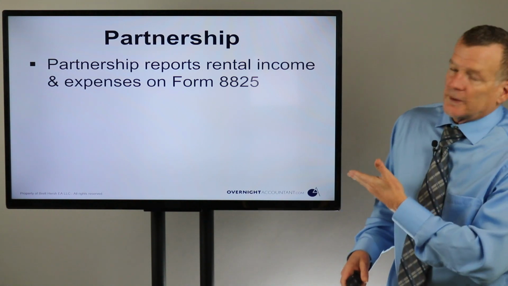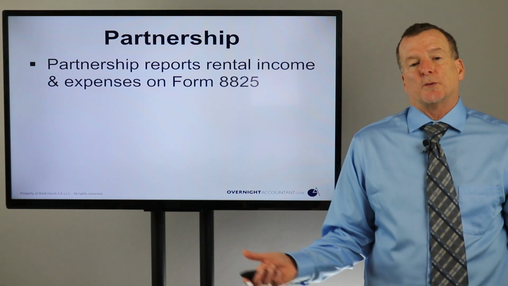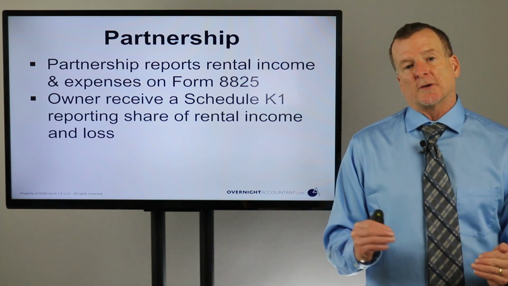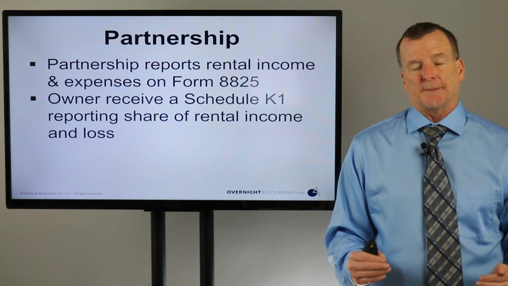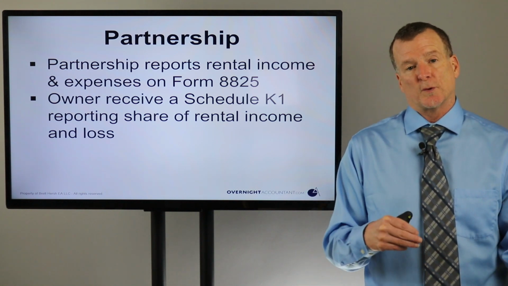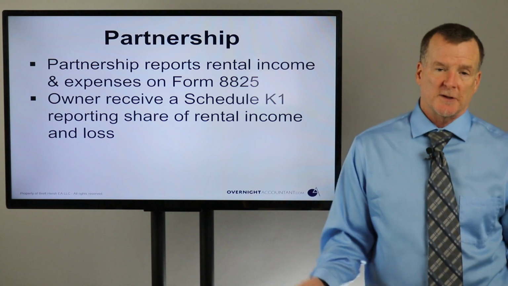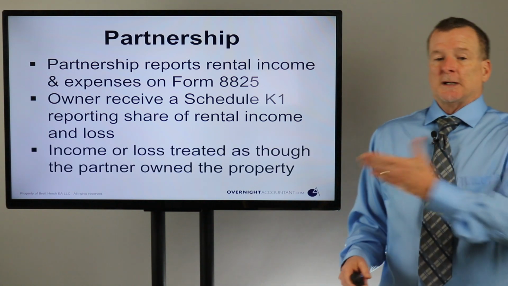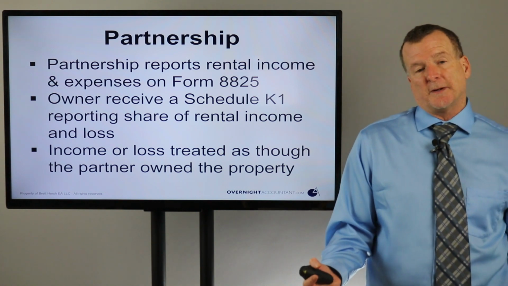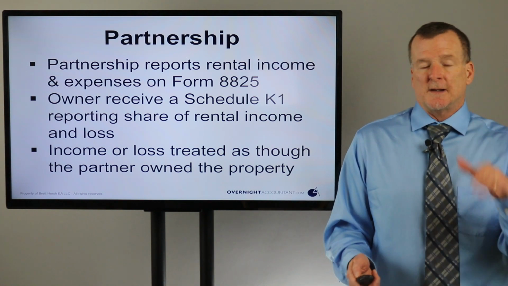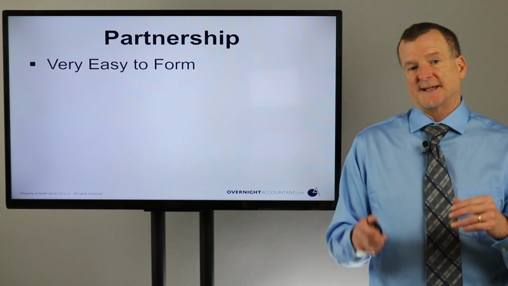You can report your rental income, technically, on Form 8825 on the Form 1065. Now, in a partnership, you receive what's called a K-1 each year from the partnership. That's where the partnership reports your share of the income and expenses to you, and then you file your tax return. It ends up on Schedule E and flows through from there. Income or loss, though, is treated as though you own the property, so how much you participate in the rental controls your loss on your personal return. Let's not get into too much here.